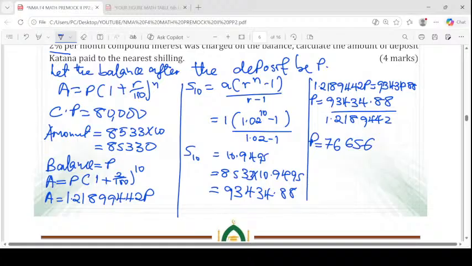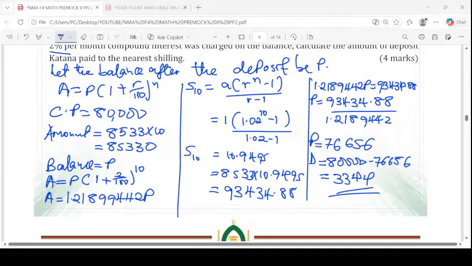Now, that is the balance that remained after making the deposit. To get now the deposit, we are going to take the cash price, 80,000 minus 76,656, to give you a deposit of 3,344 shillings.